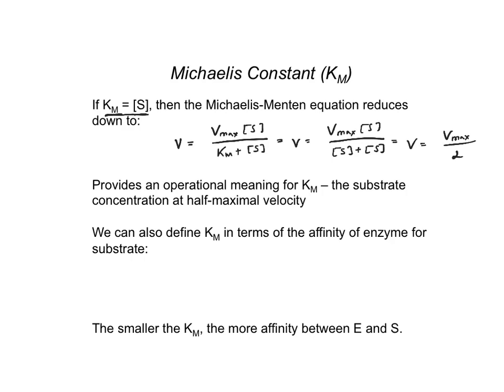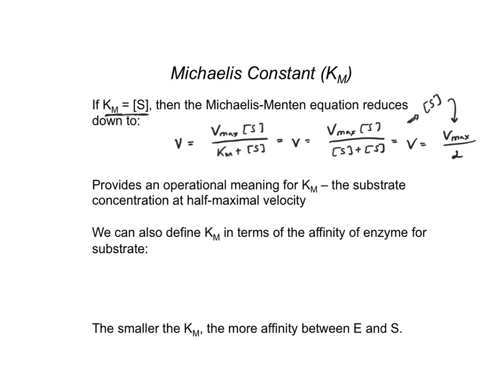Okay? And so this is going to be kind of our working operational meaning of what Km is. It is essentially going to be the concentration of substrate that gives us our half maximal velocity. Okay, so that again is our operational meaning, our working meaning of Km. It's going to be the substrate concentration at half maximal velocity, but we can also define kind of a more conceptual meaning for what Km is trying to illustrate.